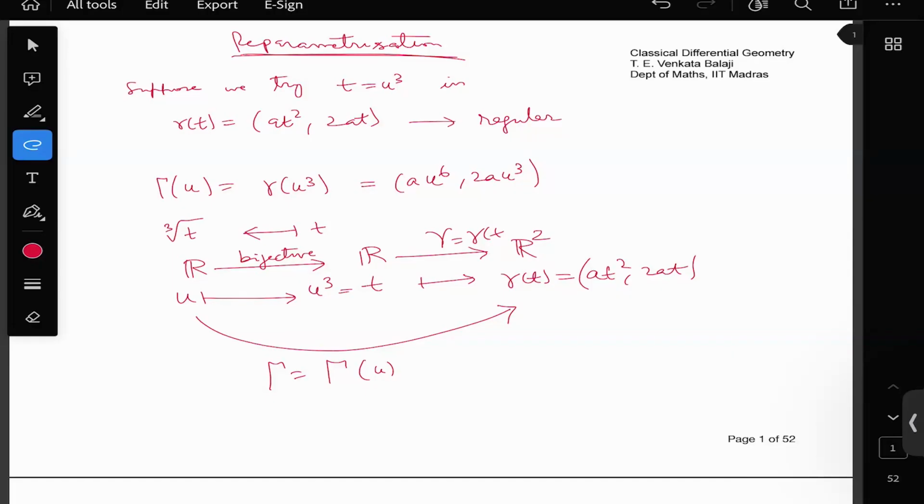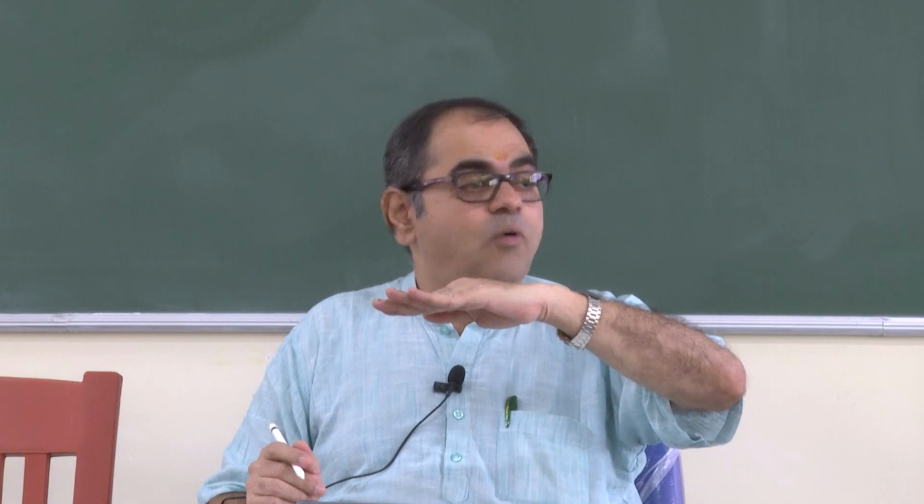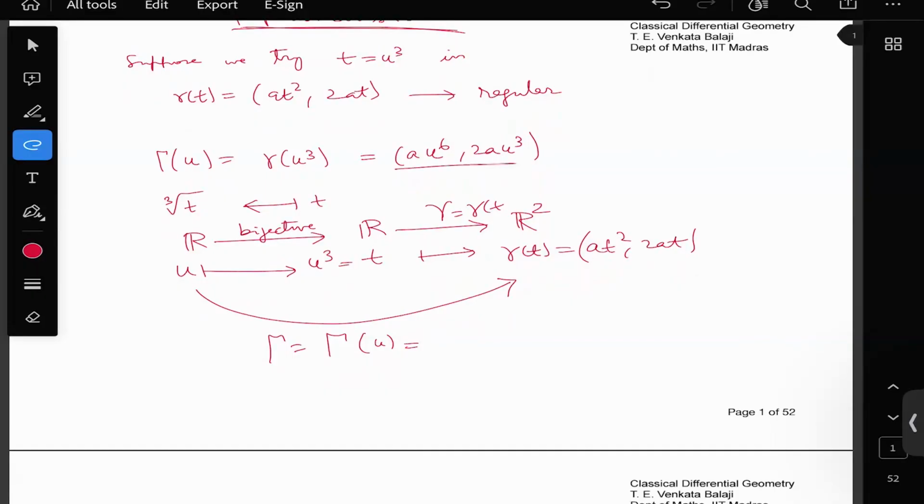But again, I told you it's not enough to have just a bijective map. What you want is also differentiability in both directions. Of course, in the forward direction, what is this gamma of u? It is going to be, as I have written here, a u^6 to a u^3. This is obviously differentiable, because both components are polynomials.